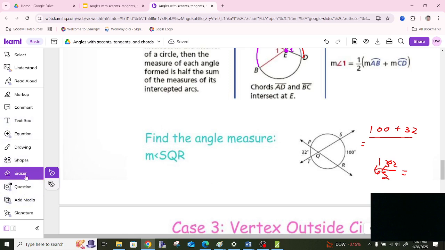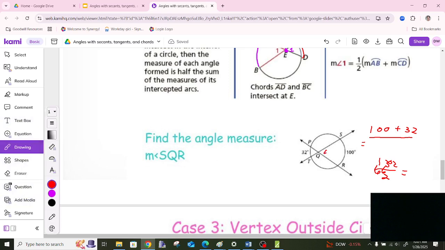This angle right here, and of course this one also is 66 degrees because of vertical angles. They didn't ask you this one, but I'm telling you both of those would be the same because they're vertical angles, which we learned the first or second week of school.